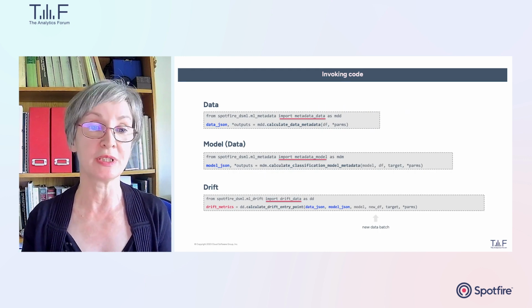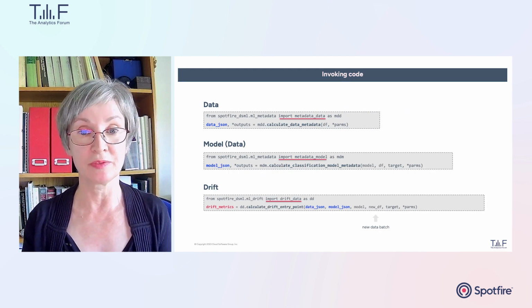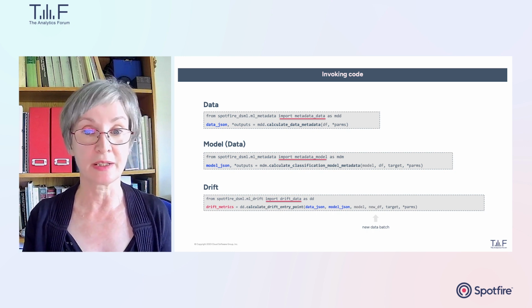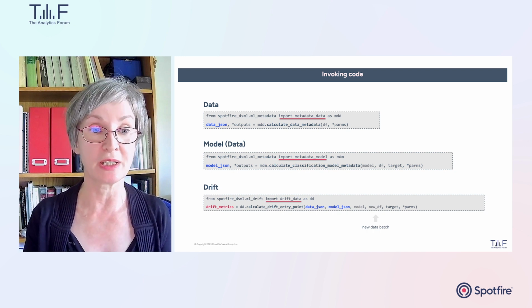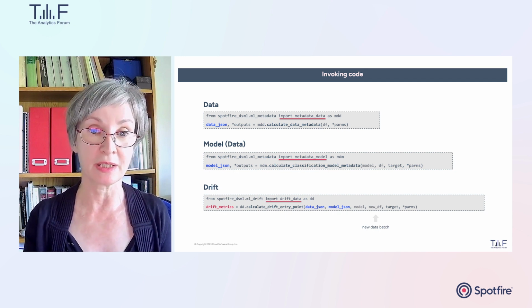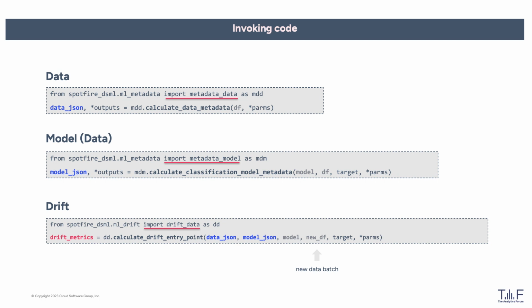In terms of using these tools, we have different modules. There's a metadata module in the DSML Toolkit to generate the JSON object that contains the metadata about the data. Similarly, we can generate the metadata about the model, and then we input this tool at each point in time in which a new data set becomes available to calculate the drift metrics in a few simple calls.